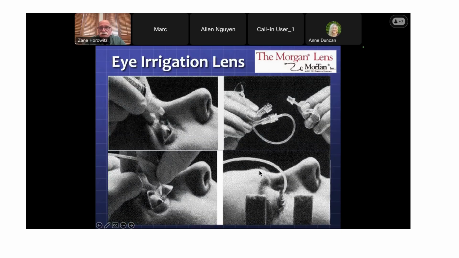Not a fan of these, the Morgan lenses. Every ER seems to love these because it's like a plug it and leave it thing. But if there's erosions on the surface of the eye, they can actually perhaps increase damage. If it's just they got some irritating substance in their eye or a mist blew into their eyes while they were working somewhere, I think these are probably okay.